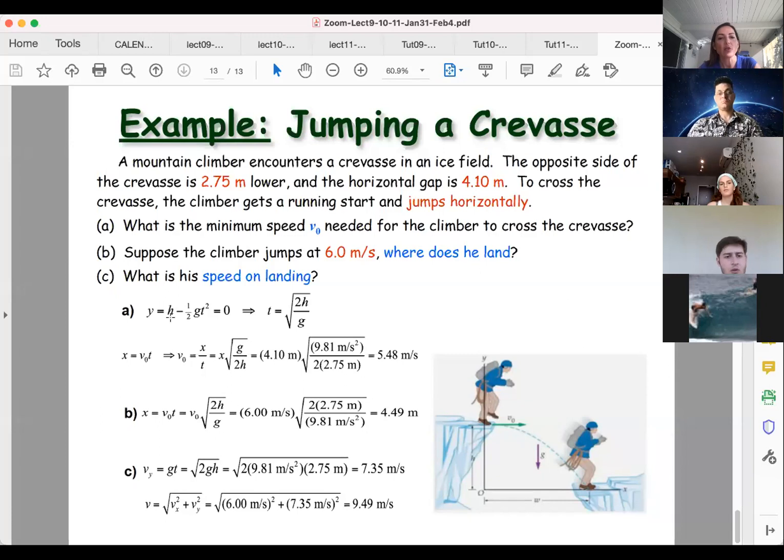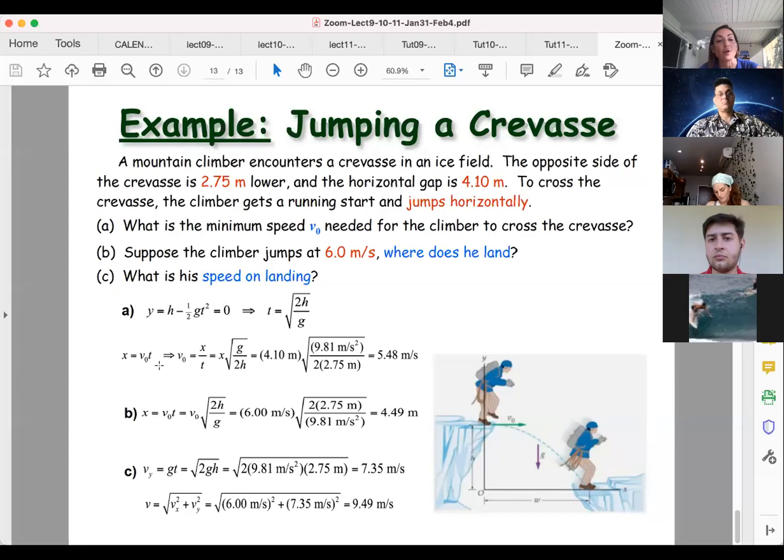Okay. So with this one, you can put this equal to 0, because you are essentially jumping along the X direction. So here you can put it equal to 0 and find the time. And you find out that the time is the square root of 2h divided by g.